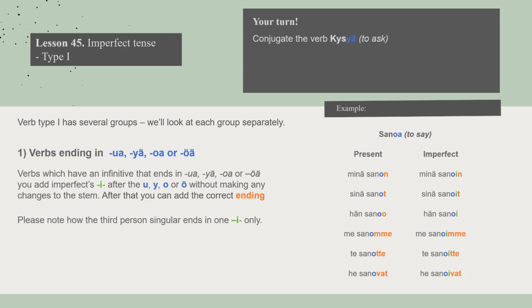Now it's your turn. Try to conjugate the verb kysyä. Minä kysyin. Sinä kysyit. Hän kysyi. Me kysyimme. Te kysyitte. He kysyivät.